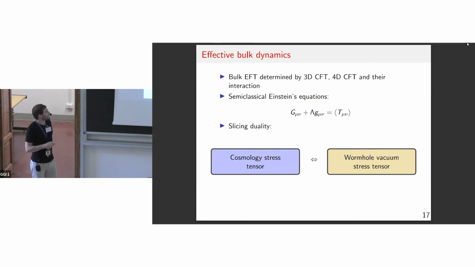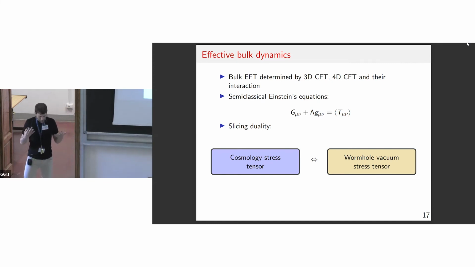And in particular, the expectation value of the stress tensor that appears in these semi-classical Einstein's equations is just the expectation value in a non-vacuum state in the cosmology. It will be just some state where you have radiation, you have matter, you have many different things. But we saw that the wormhole is a vacuum state. So that expectation value is a VEV in the wormhole picture.